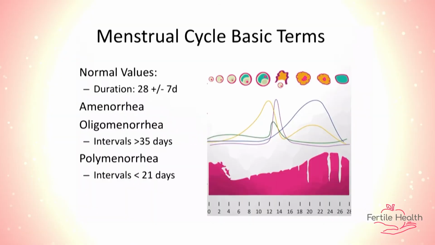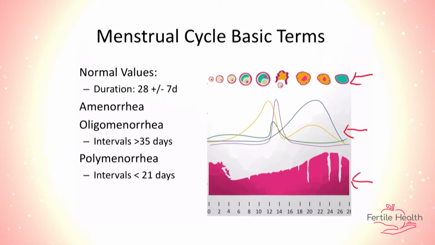Again, to go over and just review what this menstrual cycle looks like, this is what's going on at the level of the ovary, this top part. The hormones are depicted here in different colors, and then what's going on at the level of the uterus, specifically the endometrium, is this bottom part. So normal menstrual cycles are about 28 days, plus or minus 7 days.